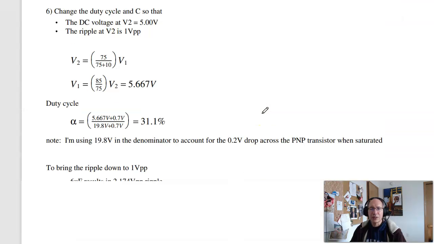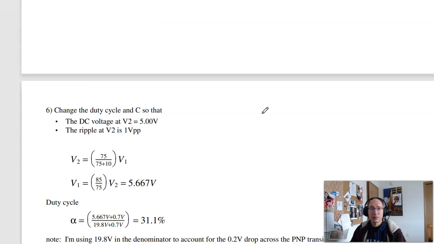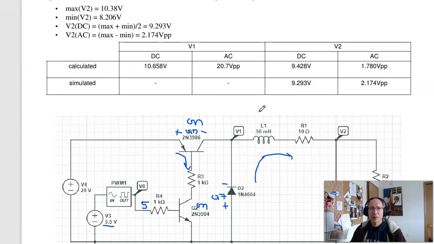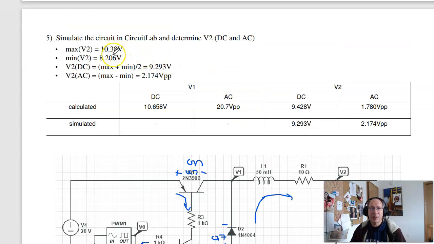To find those, what I can do, there we are, I can take the maximum and minimum. The average is the DC voltage. The difference is the AC voltage in units of peak to peak. So comparing them, the DC voltage is fairly close, a little bit lower. The reason it's a little bit lower is because I didn't take into account the 0.2 volt drop across the transistor in the analysis. The AC voltage is a little high.